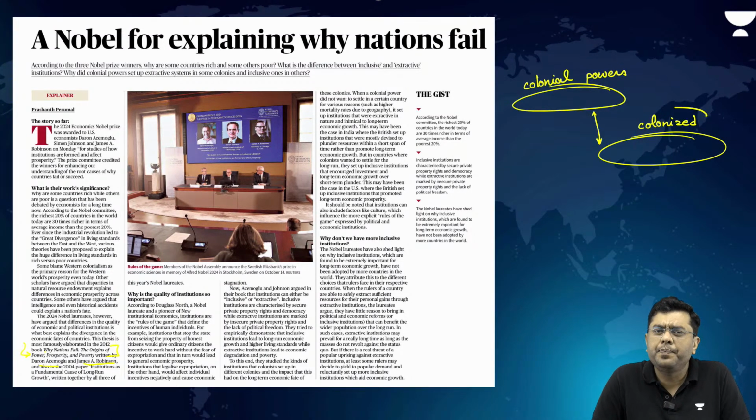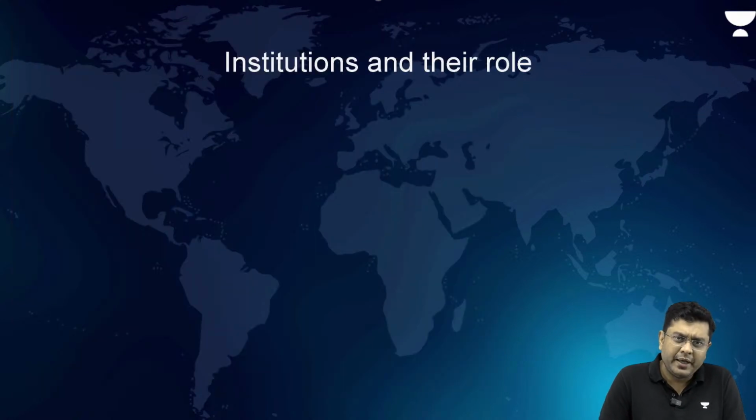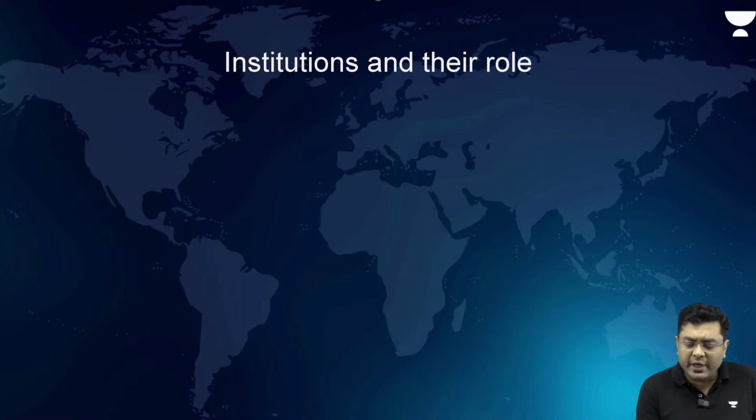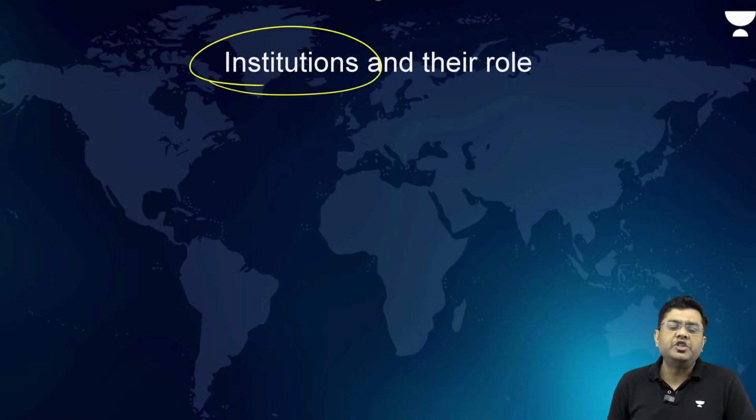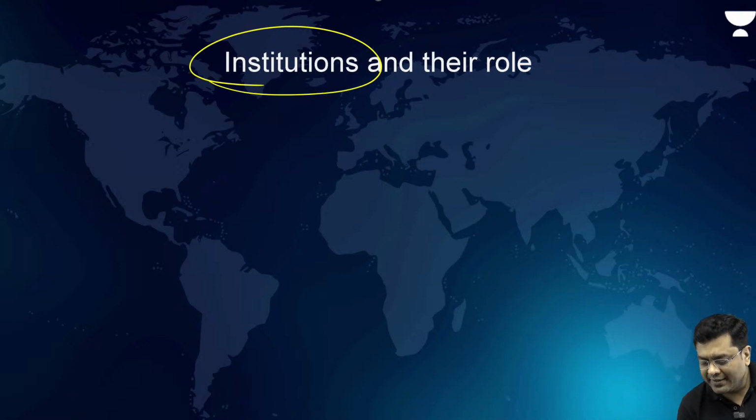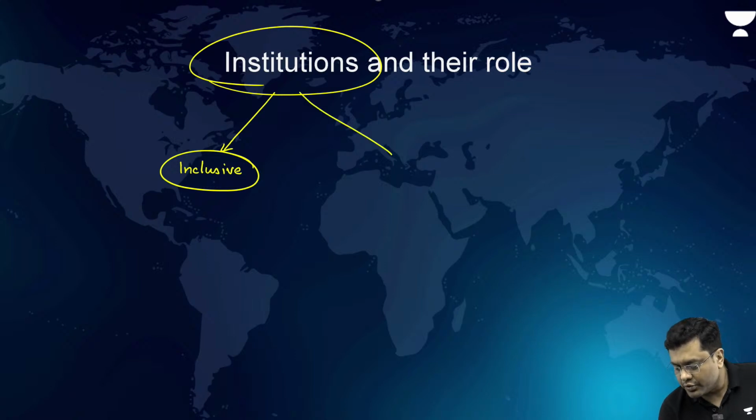For example, the US and Australia were also colonized at some point of time, but they are much better off as compared to countries like India, countries of South Asia. Why is that? That is attributed to the institutions which are at play. So they have classified the institutions into two broader types. One is inclusive institutions, the other is extractive institutions.